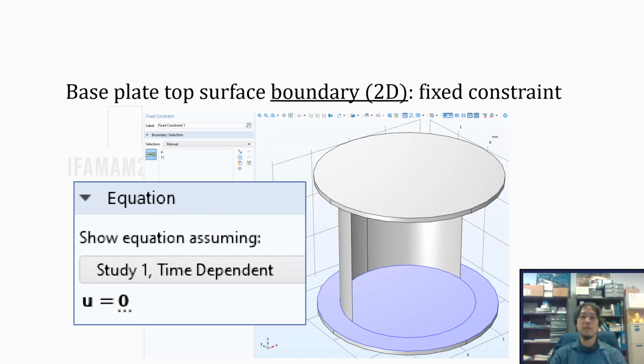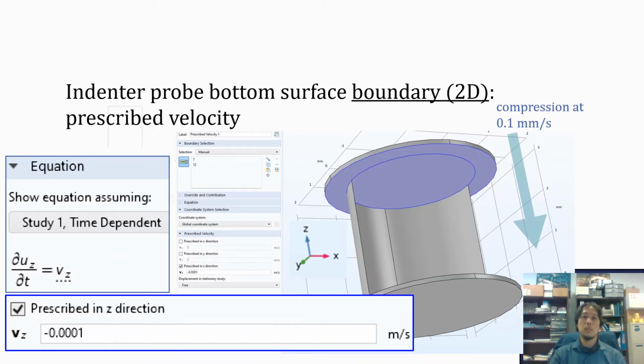A 2D or surface boundary fixed constraint, where the displacement vector is 0, is applied to the top base plate, since we know that this region will not move during the simulation. Next, we applied another surface boundary, this time a prescribed velocity of 0.1 millimeters per second in the down or negative z direction to the bottom of the indenter plate, since this region pushes the gel downwards at a fixed velocity.